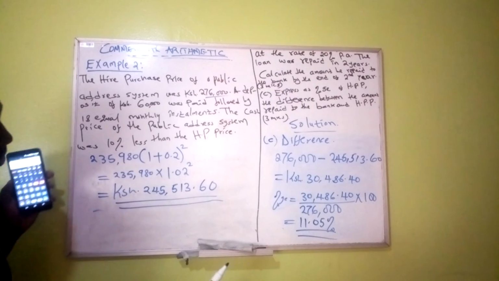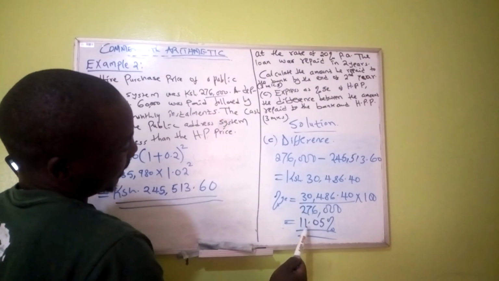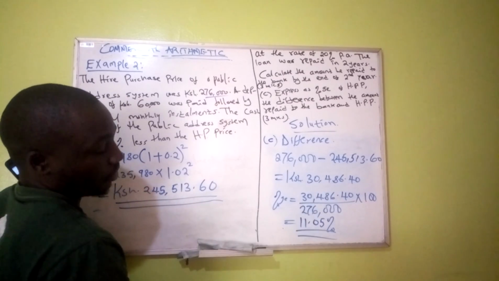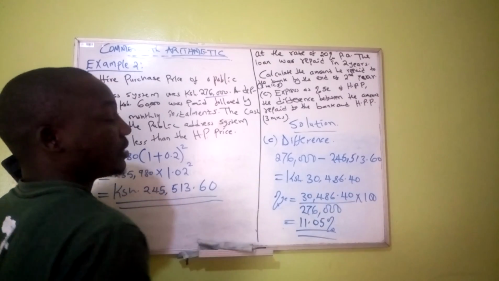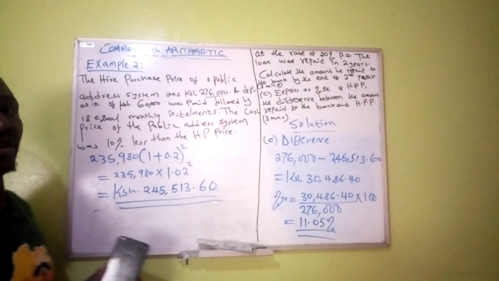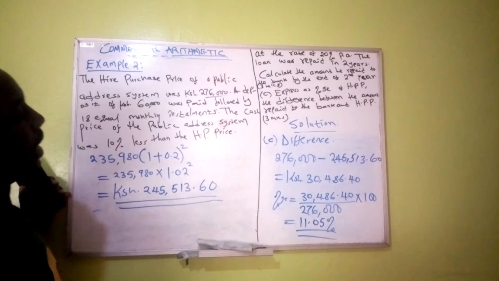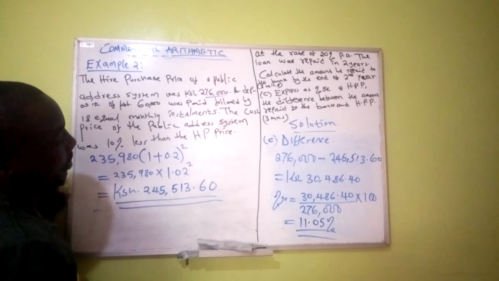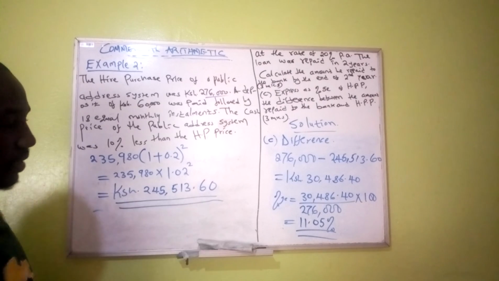Our customer, by going for cash, saved 11% of the amount he could have spent by going on hire purchase. So he spent 30,486 and 40 cents less when he went for a bank loan on cash. Up to that level, that is how you can easily score 10 marks in section 2 of commercial arithmetic in this question under hire purchase.